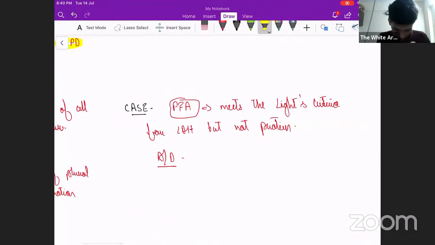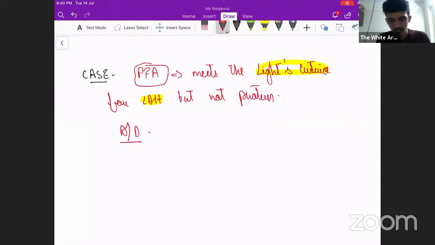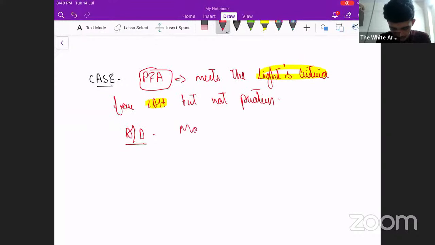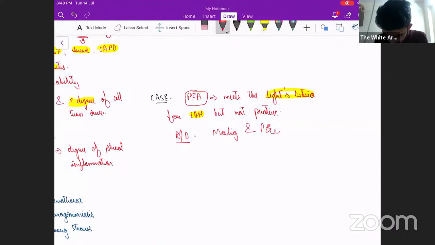So if on doing pleural fluid analysis, it meets Light's criteria for LDH, but not the protein, then what do you think of? What are the two differential diagnoses that have to come to your mind? LDH levels are raised, but not the protein. That means the activity is inside the pleural fluid itself. It is not inflammatory activity from outside. So what can you think of? The two causes you can think of are malignancy and parapneumonic effusion.